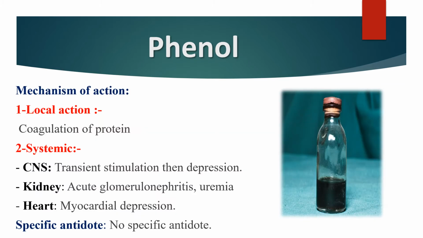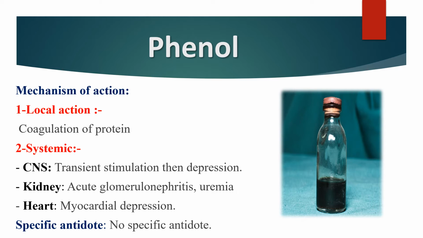Let's start with how phenol works. Phenol has two mechanisms of action: the first one, local action, then systemic action. Of course, phenol is a disinfectant and it is corrosive. It acts locally by coagulation of protein. This property gives phenol a transient local anesthetic effect, which gives us a chance to do gastric lavage by olive oil in case of phenol toxicity.